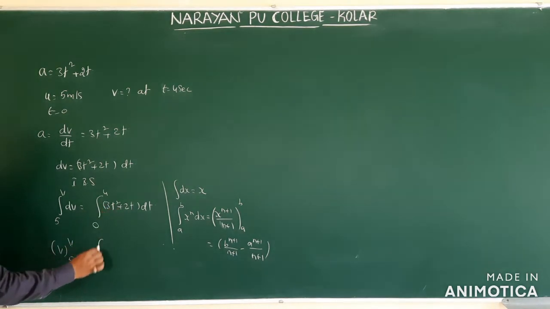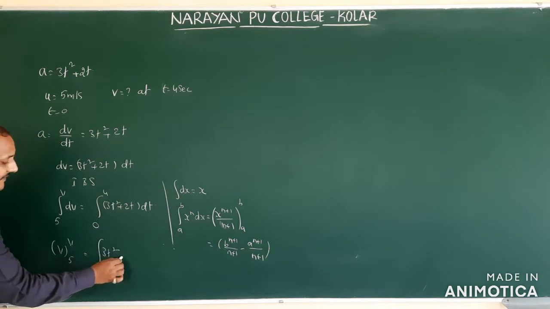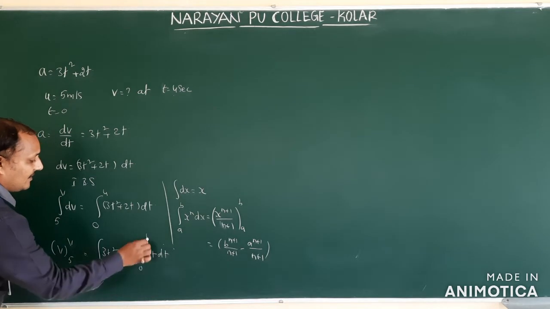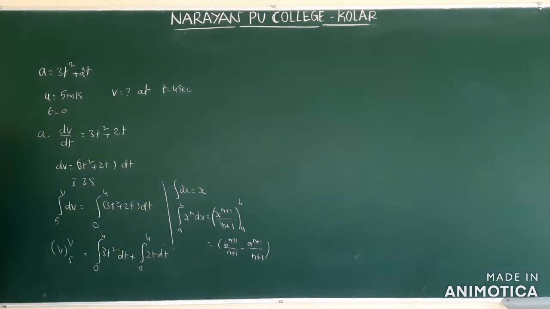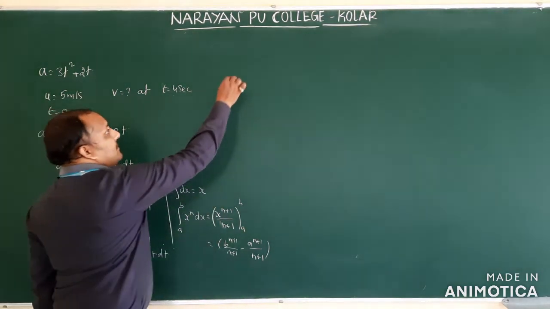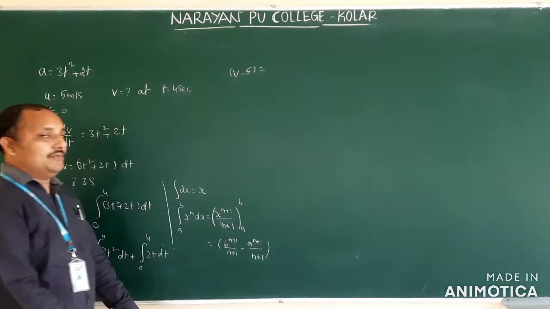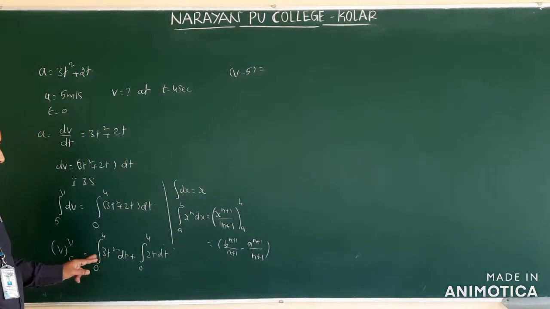Here expand this one. Integral 3t square dt plus integral 2t dt, 0 to 4, 0 to 4. Okay. So now 3 is constant. 3 you can write outside the integration. Here you can substitute. First we will substitute upper limit v. In place of v we are substituting v. Next minus, in place of v we are substituting 5. So v minus 5.